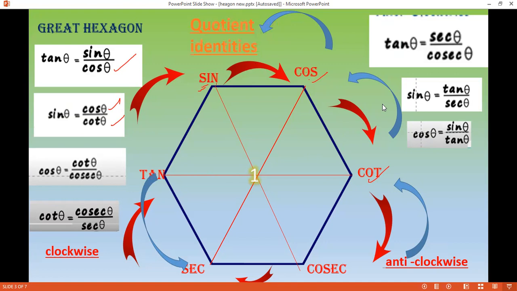Like this, we are going to write all the quotient identities. These are called quotient identities because we are writing in the quotient form, or in the fraction form. This is one set of trigonometric formulae. Not only this, there are more. Come on, let us look at the next things.